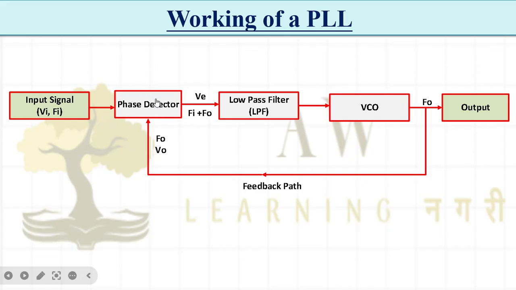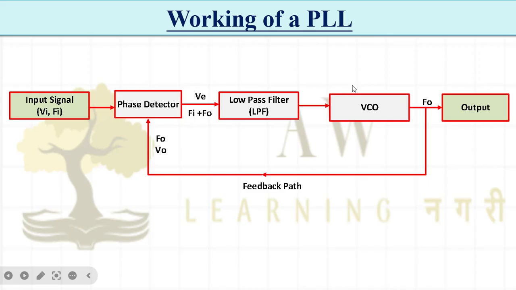And this phase detector, I told you, is a kind of comparator. It compares my input and this feedback path, and it will generate some error voltage, Fi plus or minus F naught, either plus or minus depending on my feedback signal. Then this error is passed to the low pass filter, and this error is minimized.